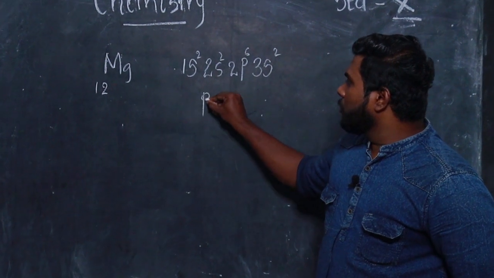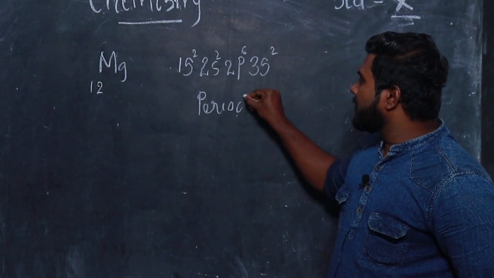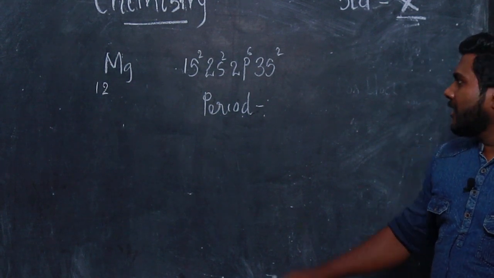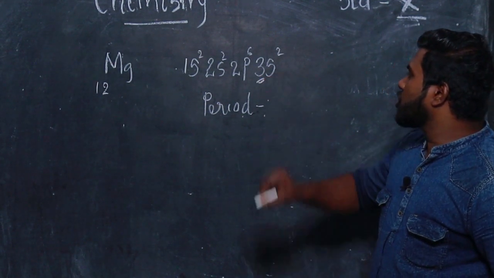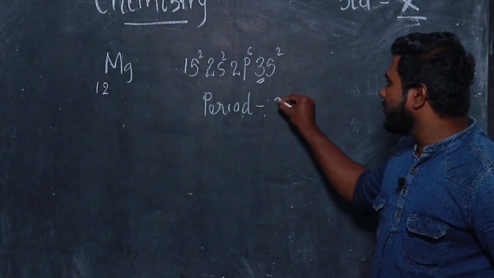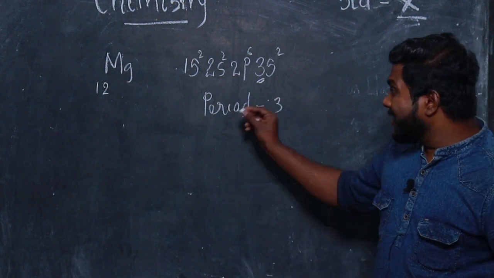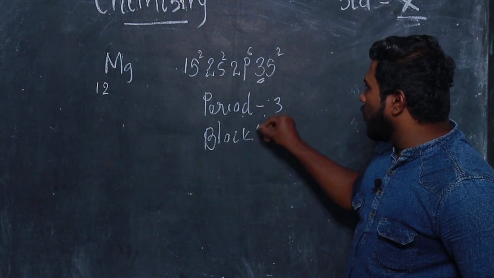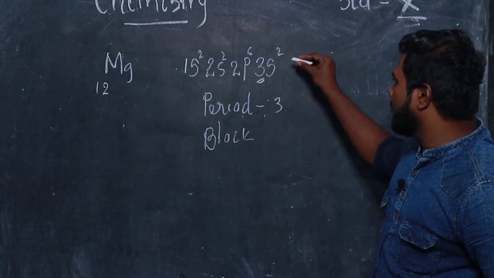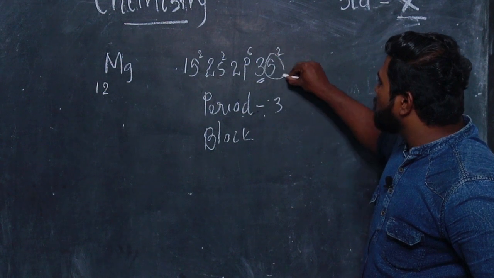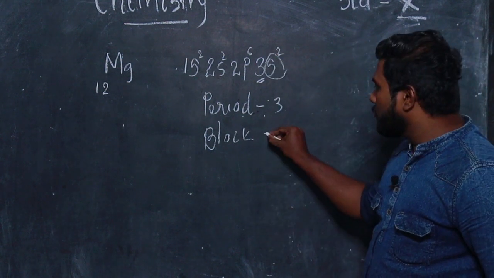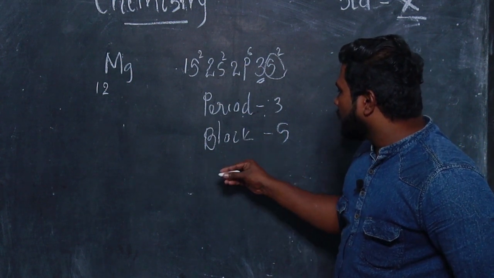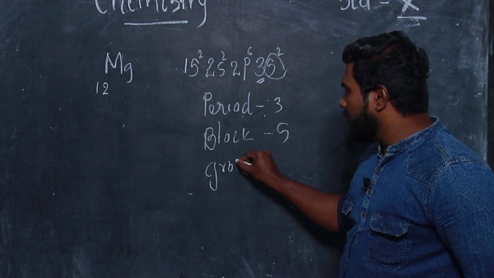Here I want to check the period of this element. How can we identify the period? The largest shell is the period, so here 3 is the period. The second one, the block of this element. What is the block? How can we take that? The last subshell is the block, so here also the block is S. And the last one, the group of this element.